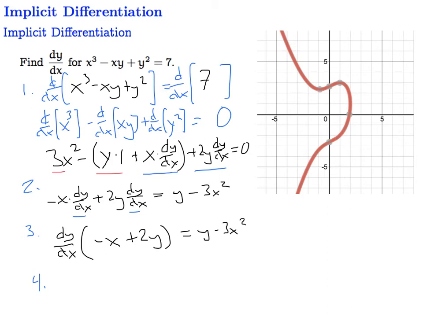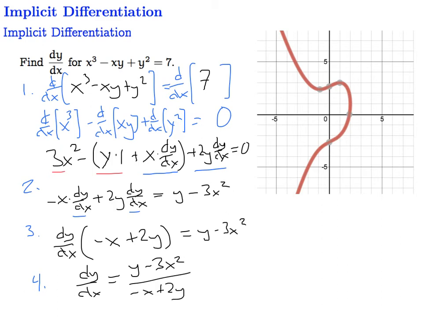Step 4 says we want to get dy/dx all by itself, so we need to divide. So we end up with dy over dx, that is our derivative, is going to equal y minus 3x squared all over negative x plus 2y.